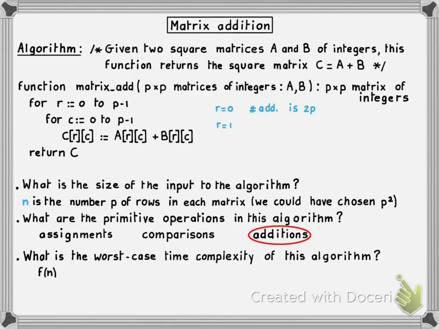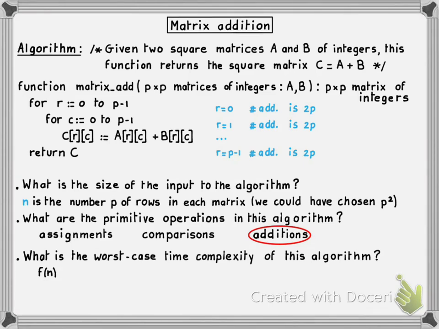Now, we look at the next iteration of the outer loop where R is equal to 1. Well, it turns out the same thing is going to happen in terms of additions. We're going to have P iterations of the inner loop and 2 additions per iteration. So when R is equal to 1 in the outer loop, the total number of additions is again 2 times P. And so on and so forth as R is incremented by 1 every time. For the last iteration where R is equal to P minus 1, according to the same reasoning, the total number of additions is equal to 2 times P.